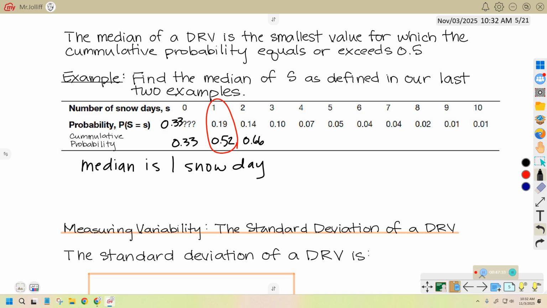Good. Okay. When I see you tomorrow, we're going to talk about measures of spread, and I'll show you how to find both of these things on your calculator. And then we will start the next section, which is on transforming probability distributions.